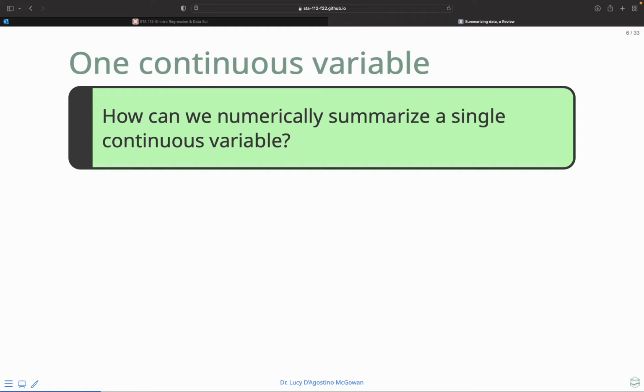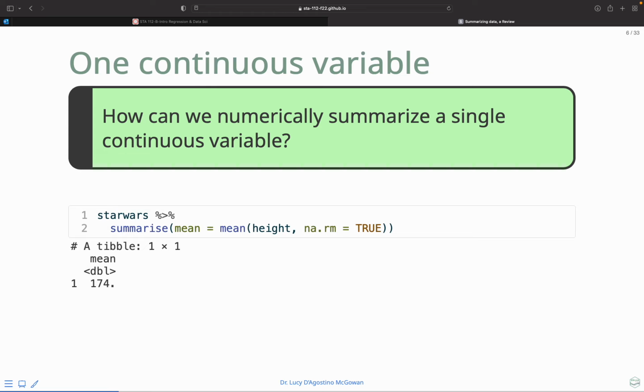And how could we numerically summarize a single continuous variable? What do you calculate? How were we summarizing data in class on Tuesday? What were we calculating? Mean, yeah. So in R, you can use the summarize function to calculate the mean. And it's not a perfect representation of every observation, but it gives you some sense of what on average or a typical value would be.